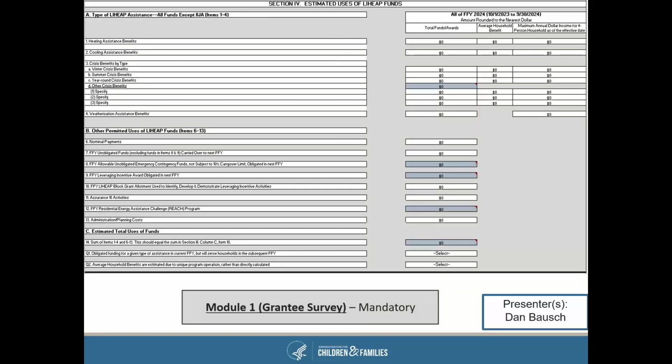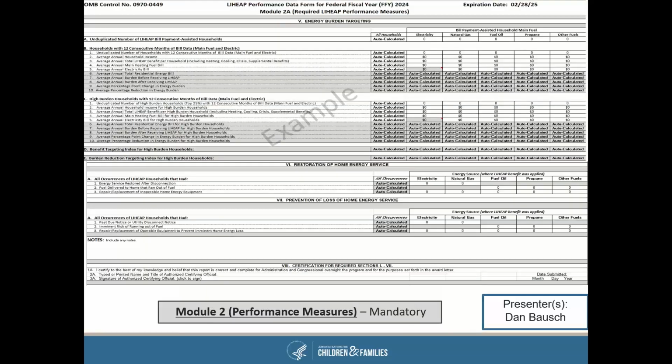Here's section 4, which is the estimated uses of funds. And this is where we're going to spend the bulk of our time on today's webinar, looking at what this section is asking and how to complete it.